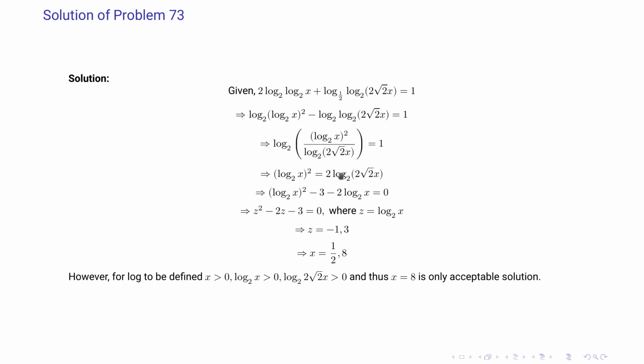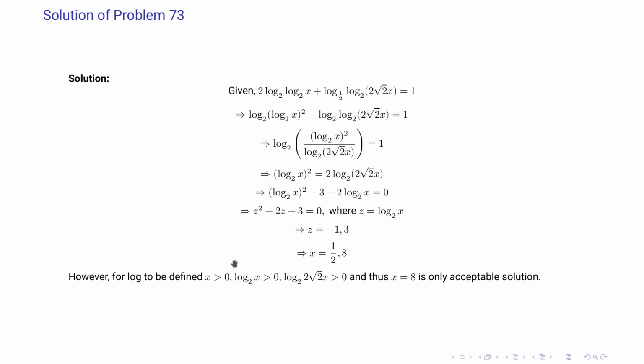Now if you see the right hand side, if you move this 2 here, it will become 2 square root 2x whole square, which is equal to 8x. Now 8x can be written as 8 plus x in log, and 8 is 2 to the power 3. So the log of that with base 2 will be 3 plus log of x with base 2, which we bring to the left hand side, and then substitute log x with base 2 as z. So it becomes z square minus 2z minus 3 equal to 0. So z is equal to minus 1, 3. So x is equal to 1 by 2 and 8.